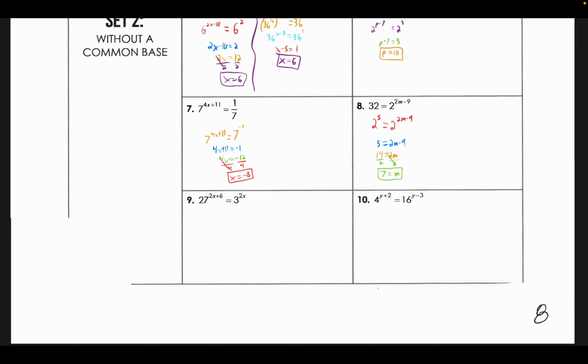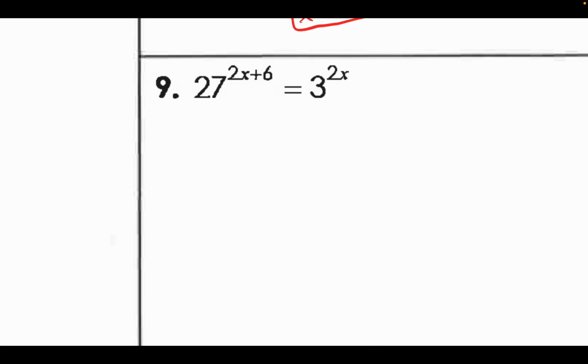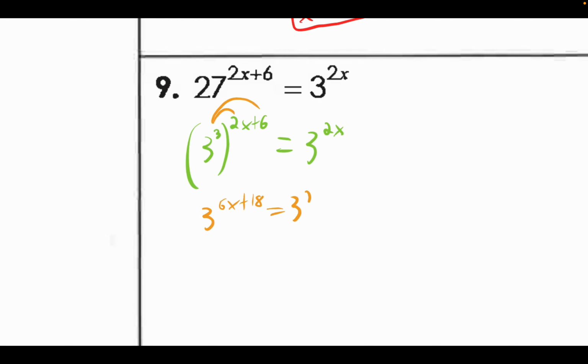Then I'll move on to number 9. I'll change my bigger base, which is 27 here, even though it has an exponent other than 1. That's fine. I'll change it to 3 to the power of 3, and I'll have to put that in parentheses with 2x plus 6, the existing exponent, outside. Because 27 was raised to a power, so 3 to the third is 27, also raised to a power. And so now I'll have to distribute this 3, or the 2x plus 6, to the 3, however we think about it. Either way, the 3 multiplies with both 2x and 6. And we get 3 to the power of 6x plus 18 equals 3 to the power of 2x.